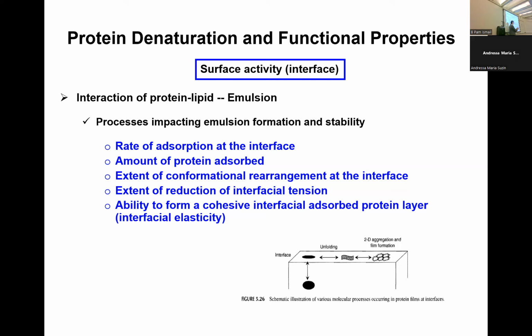So once the oil droplet is formed, how much is the protein able to keep that phase integrated rather than separated? The higher the tension, the higher the rate of separation or rate of creaming. And the ability to form a cohesive interfacial absorbed protein layer, or the film. Okay? So these are the characteristics, we call them the processes, that allow the protein to form the emulsion and then to stabilize the emulsion.